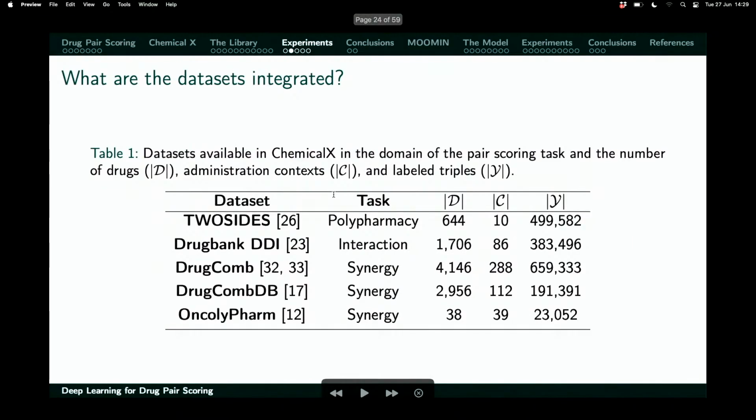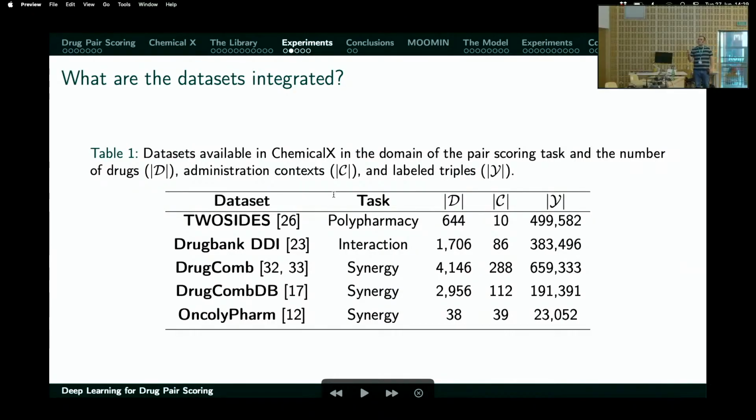Okay, so what we did is that we integrated a few very common data sets that are from different tasks. The two sides is a polypharmacology data set. There is drug bank DDI, which is an interaction data set, and there are synergy data sets. And if you think about it a little bit, you have a drug set and you have a context set. So for two sides, which is this polypharmacology data set, we reduce the number of symptoms to be the most common ones.